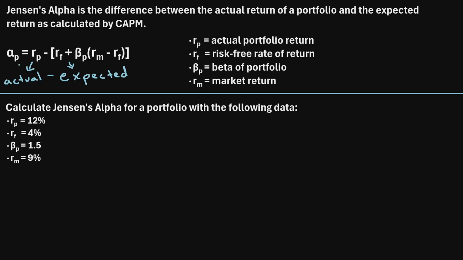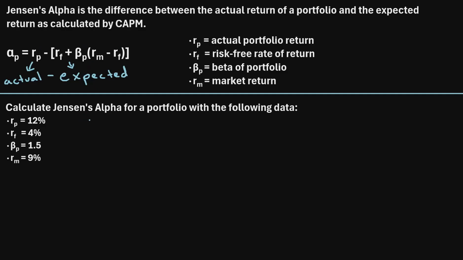Now, if this value for alpha turns out to be positive, so if it's greater than 0, then a lot of times you'll hear a portfolio manager say they have generated alpha or created alpha. In other words, their portfolio has outperformed the expected returns as calculated by CAPM. So let's take a look at an example of how to calculate this.